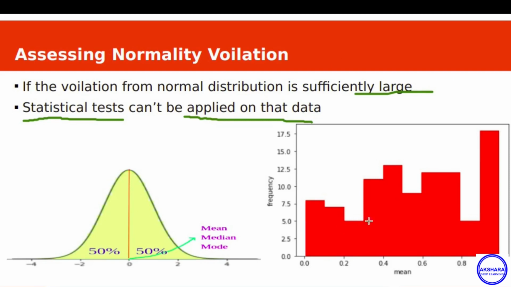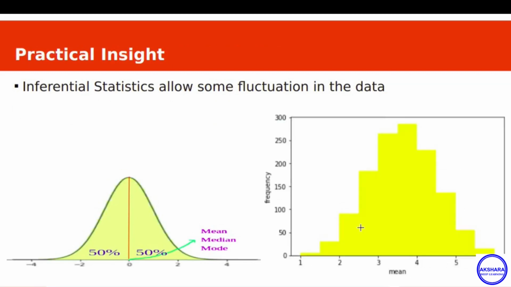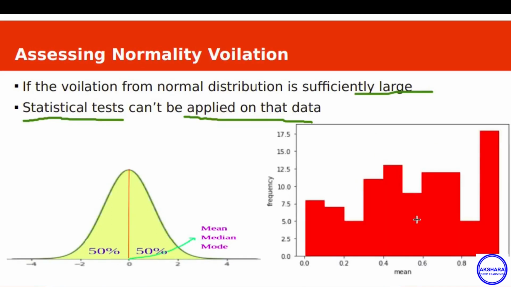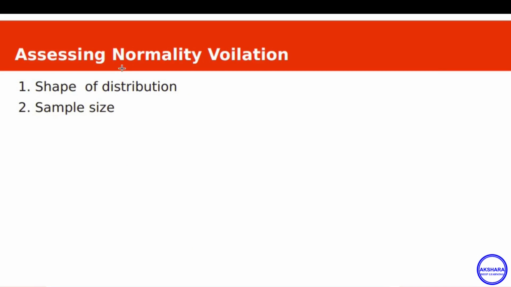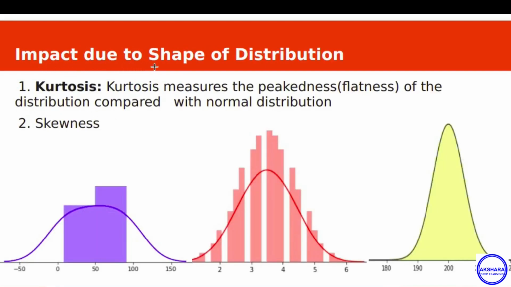If data is distributed like this, meaning variation is very large when compared with this distribution, you cannot use parametric tests on this distribution. Even if we use them, we might end up with wrong results. We can assess the normality violation by using shape of the distribution and sample size. Impact due to shape of the distribution.